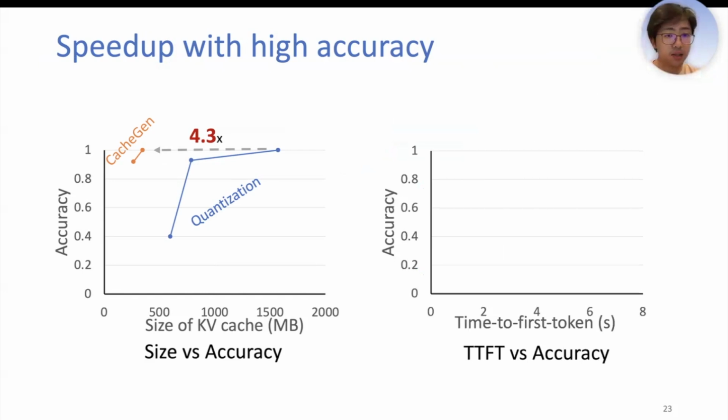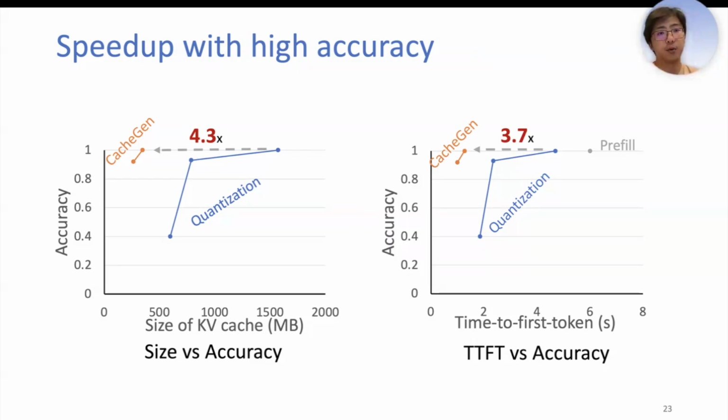What about the actual time? This is the quantization baseline, and here's the naive prefill baseline, and here is where CacheGen lies. It saves an astonishing 3.7 times delay compared with the 8-bit almost lossless quantization baseline.